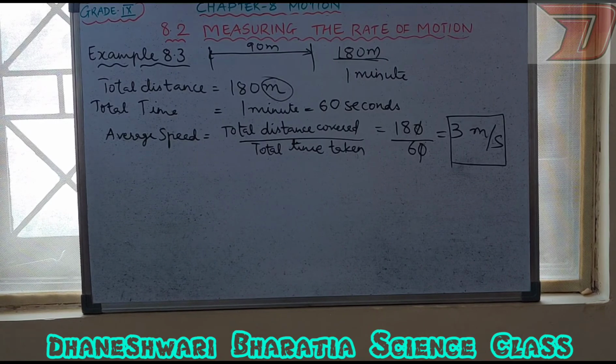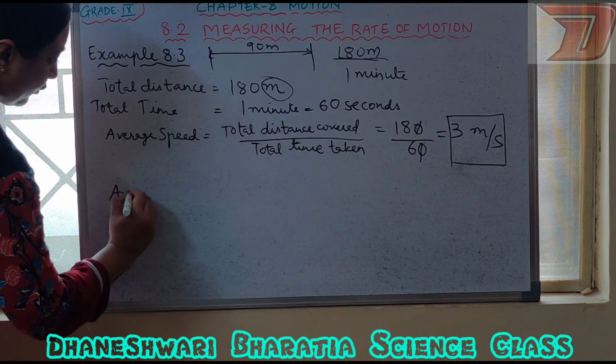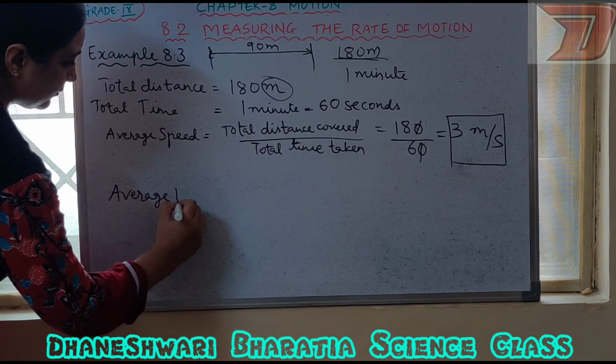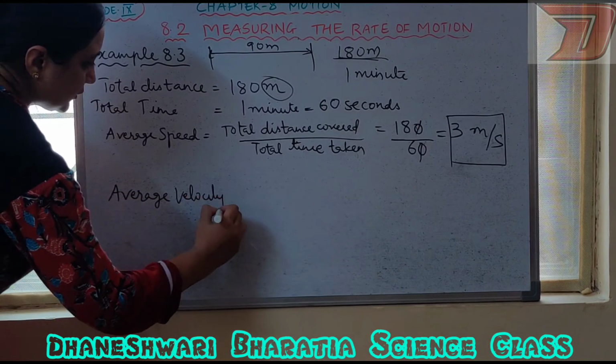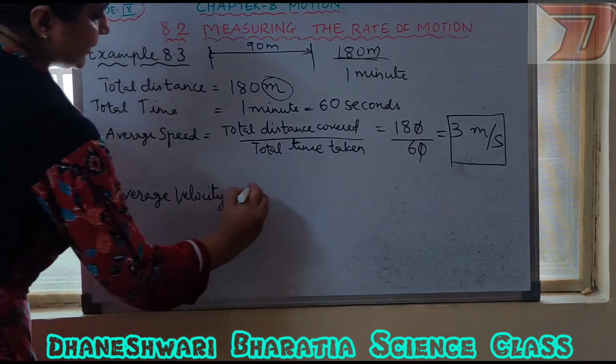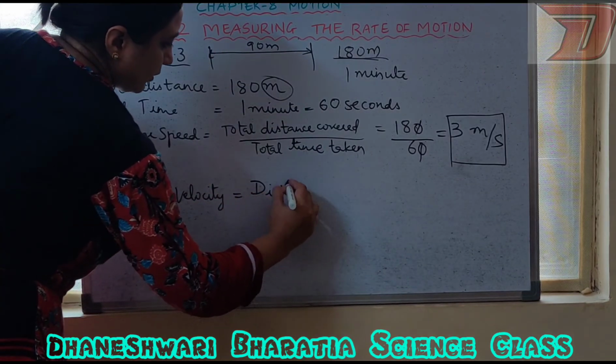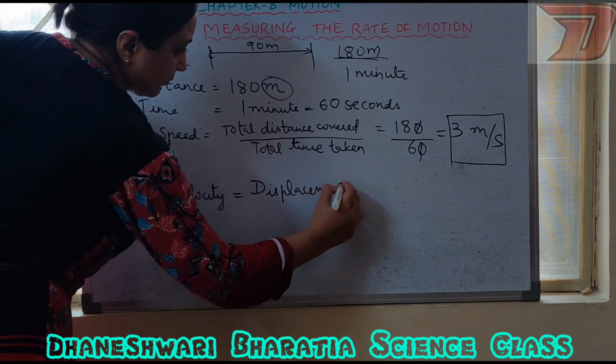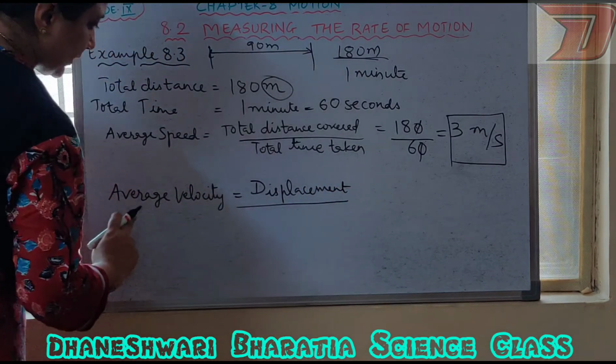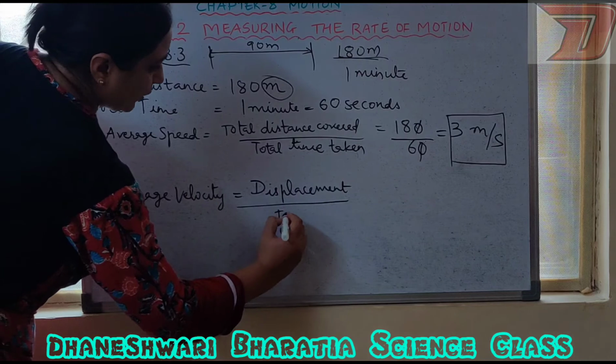We have to find the average velocity of Usha. Now here, for average velocity, what do we need? What is the formula of average velocity? Yes, displacement upon time. Here I have written in short, but it should be total displacement upon total time.